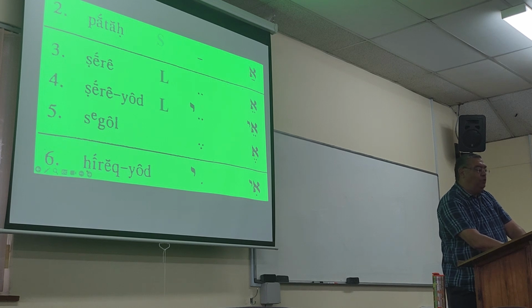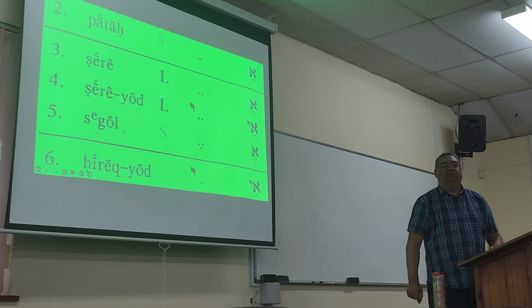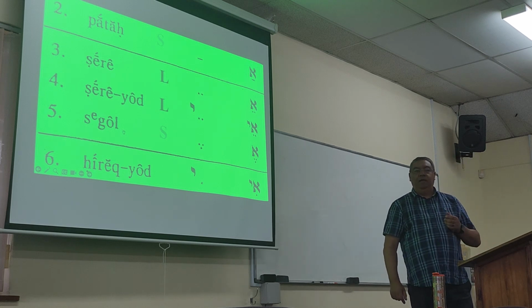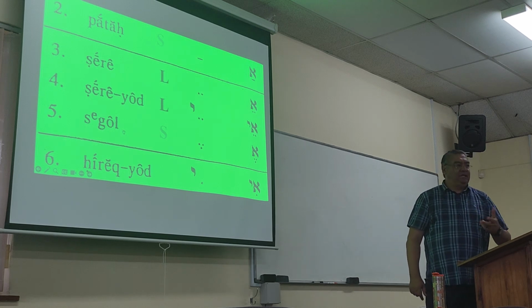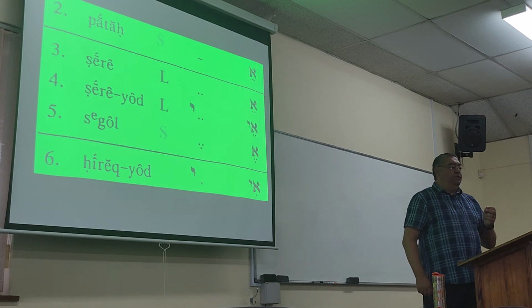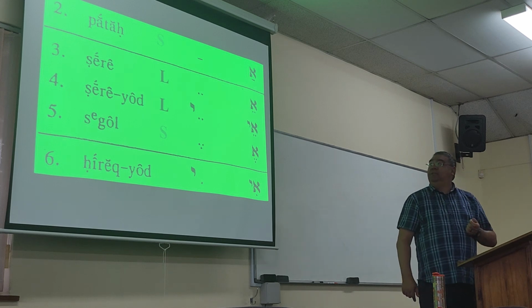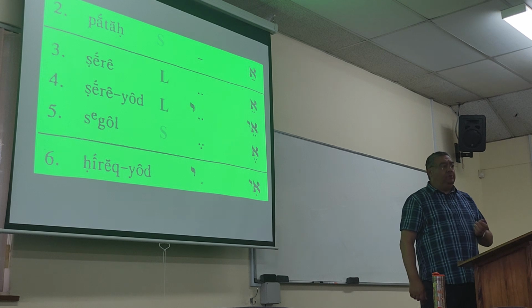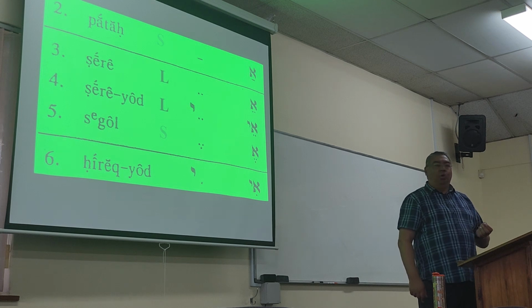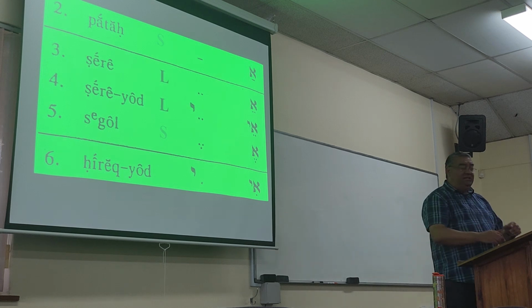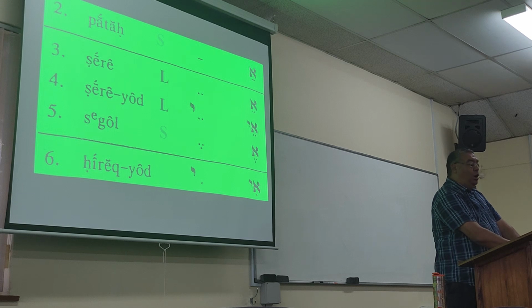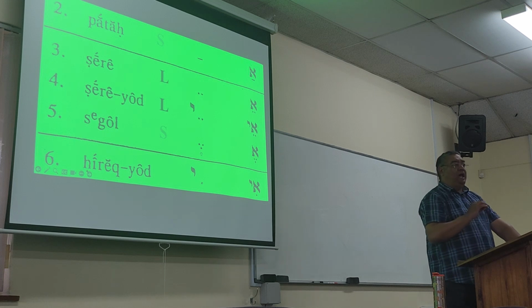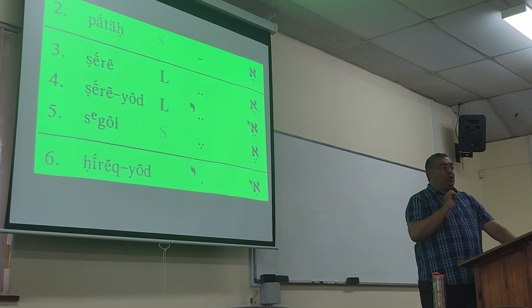Then you get what we call the short E class vowel. The short E class vowel is the vowel Segol. Would you like to say that? Segol. Okay? So the first one is Tsere. The second one is Tsere Yod. And the third one is Segol. The way in which Segol is written, it is like you are drawing a Tsere, but you add another little dot at the bottom. So you have these 3 dots.